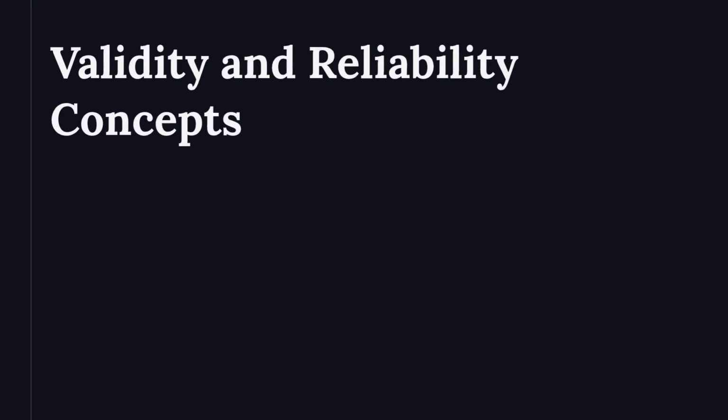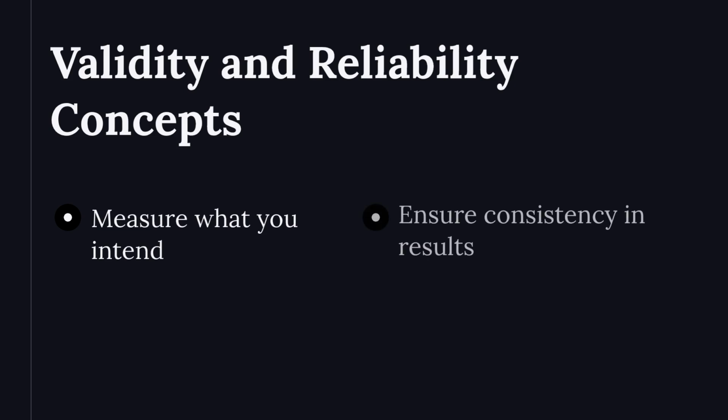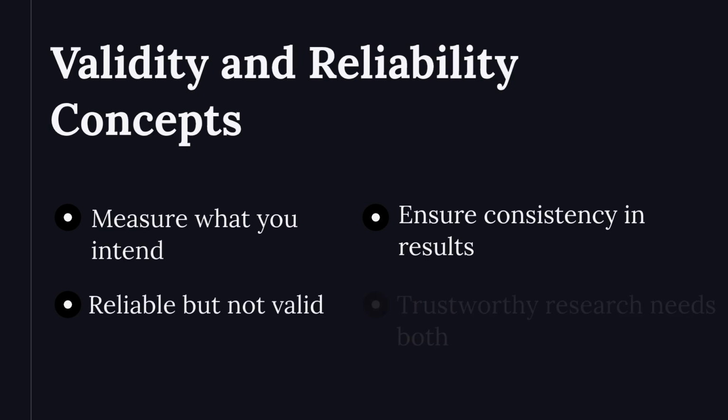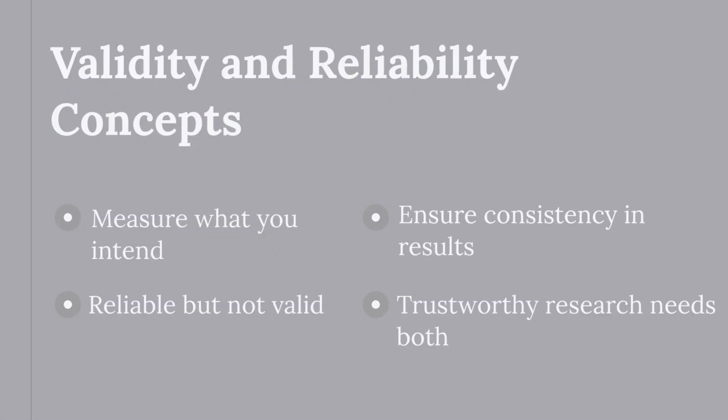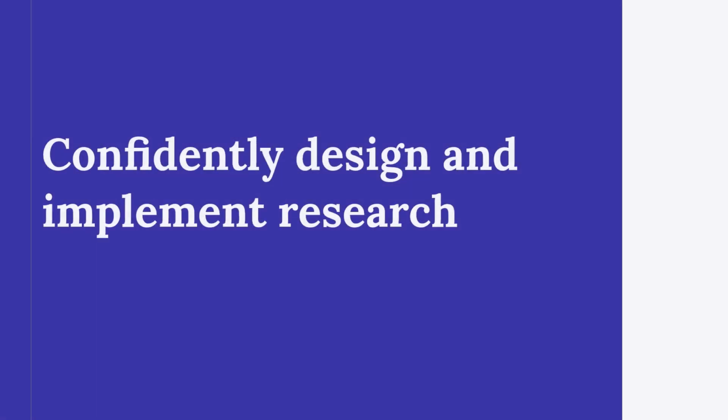Validity ensures you're measuring what you intend. Reliability ensures consistent results if repeated. A method can be reliable, but not valid. Trustworthy research requires both. These concepts underpin data quality and trustworthiness. Now, you can confidently design and implement your research projects.